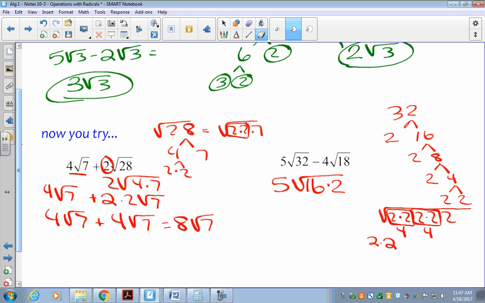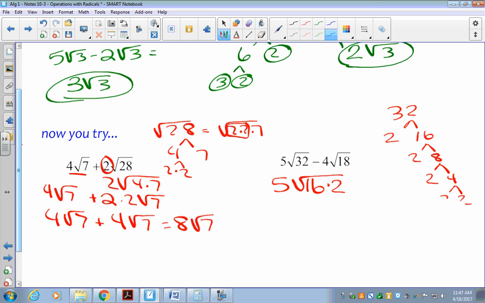I'm going to erase this real quick. Because I think we're at the point now where we can go, what's the square root of 16? So the 4 is going to come out, and multiply by our original 5.